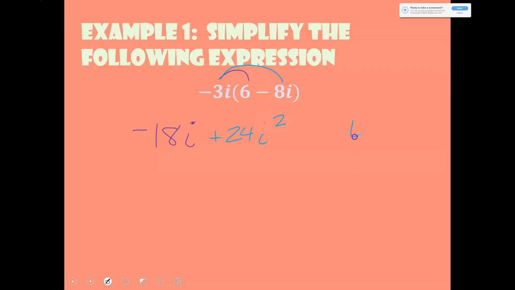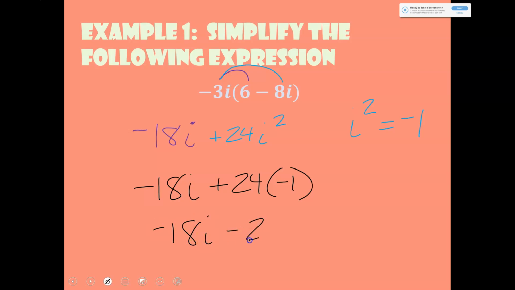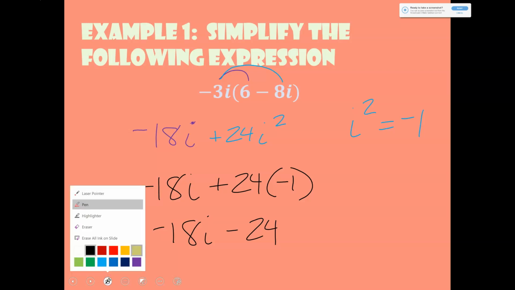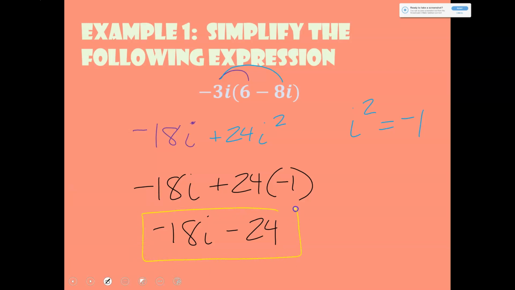Now remember, i squared equals negative 1, so we're going to replace i squared with negative 1, and we're going to have negative 18i plus 24 times negative 1. Well, 24 times negative 1 is negative 24. Can I combine those two terms? No, they're not identical. So that is your final answer. Okay?